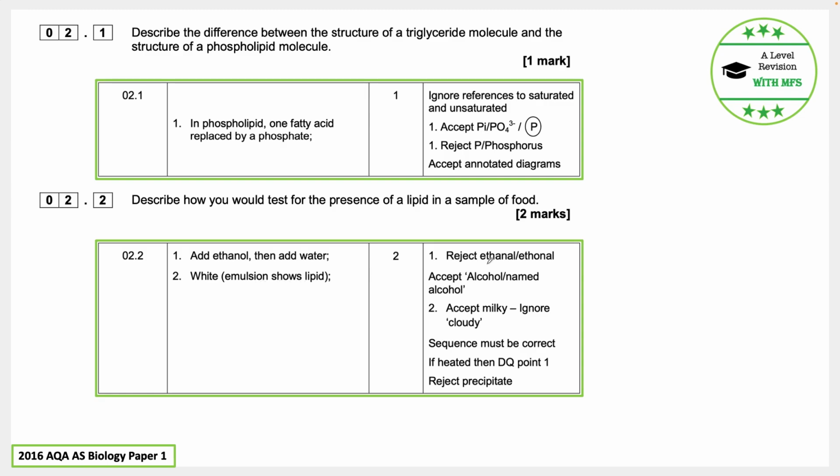Okay, it says reject ethanol or ethanol. You need the correct spelling of ethanol. It says accept alcohol or named alcohol. Accept milky, ignore cloudy. So you can't say cloudy anymore. You have to say either milky or emulsion, a white emulsion, and the sequence must be correct.